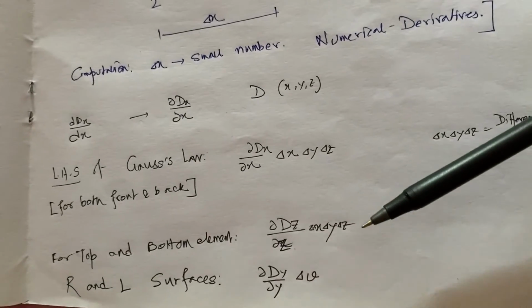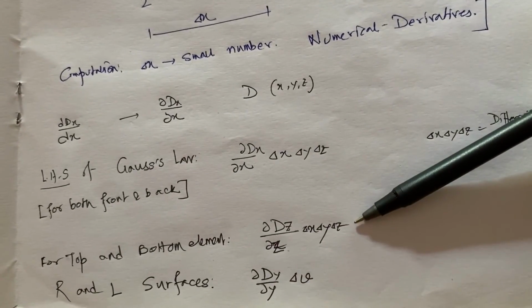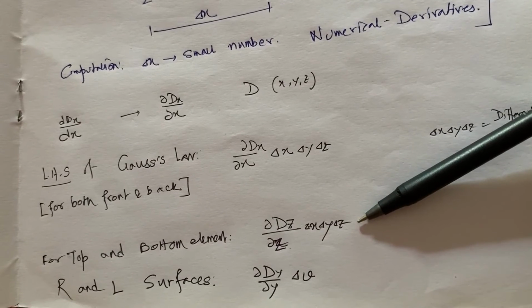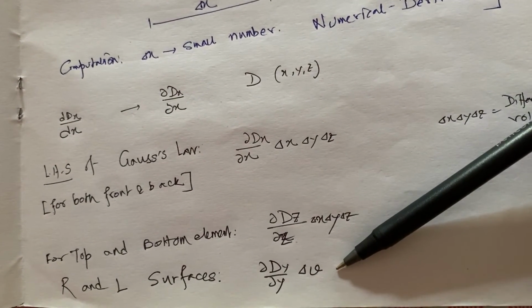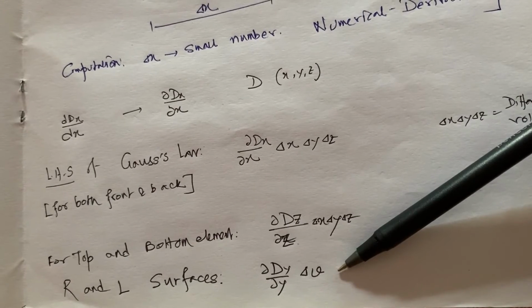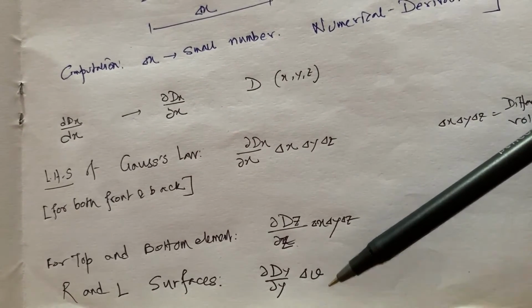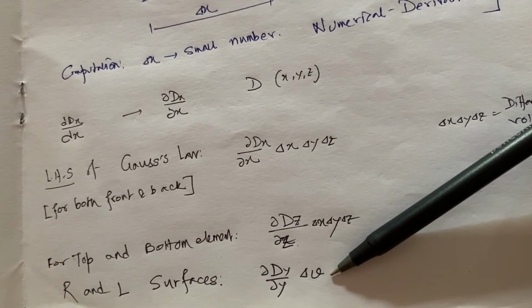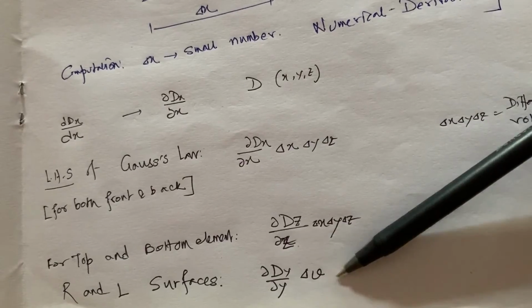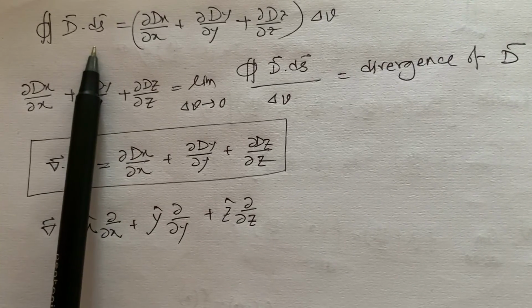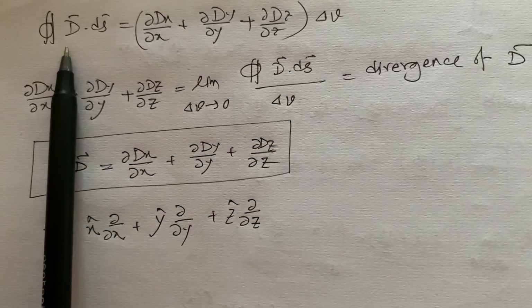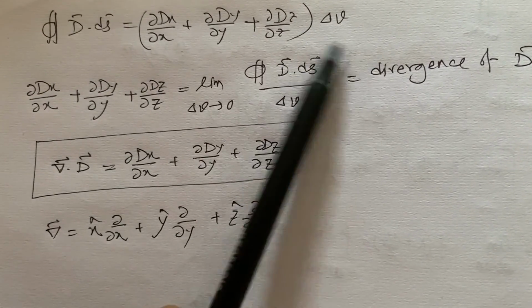So for the top and bottom surface, we have this as a result of the integration, that is the left hand side of Gauss's law. And for the right and left surfaces, Dy is of my prime interest. So the result of the integration, that is the result of the left hand side of Gauss's law, is like this. So the total result of the integration for the closed Gaussian surface will be like this.